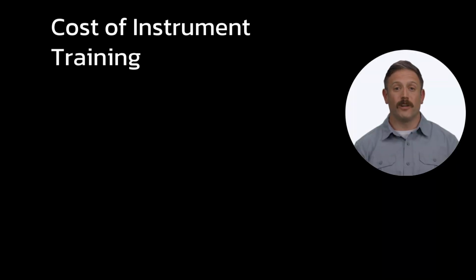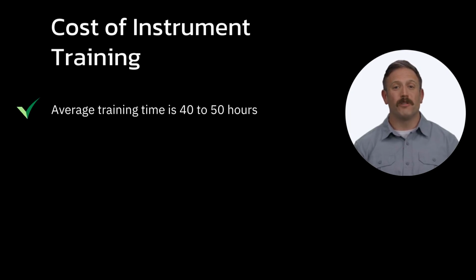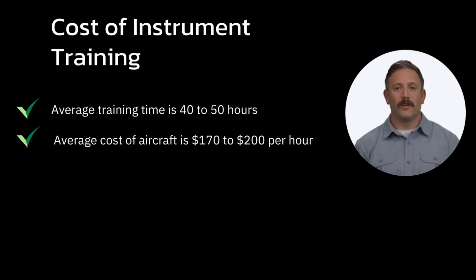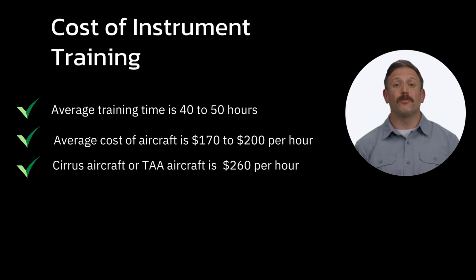This requires learning a new skill set from the private pilot, and the average training hours are 40 to 50 hours. You will be flying a more sophisticated aircraft that will rent in the range of $170 to $200 per hour. Training in a technically advanced aircraft with complete digital display, such as a Cirrus aircraft, can cost up to $260 per hour. The training is very instructor hands-on. You will not be soloing with the instrument rating like you do with the private pilot license.